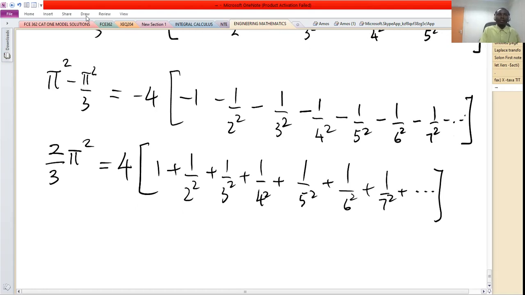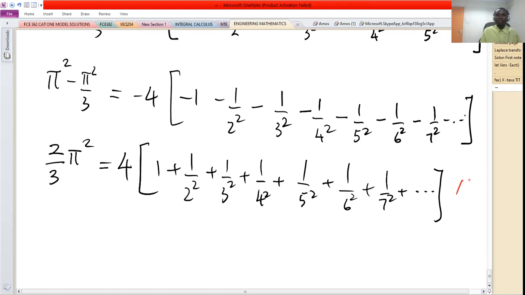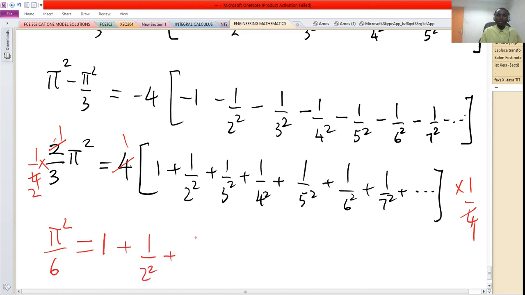And then to get this series, just divide both sides by 4. So this 4, 1, this 4, 1. So 2, 1, 2 here, 2. So pi squared over 6 equals this bracket here: 1 plus 1 over 2 squared plus 1 over 3 squared plus 1 over 4 squared plus 1 over 5 squared plus 1 over 6 squared plus 1 over 7 squared, etc. So that is how we're supposed to solve that problem. Have a good day.